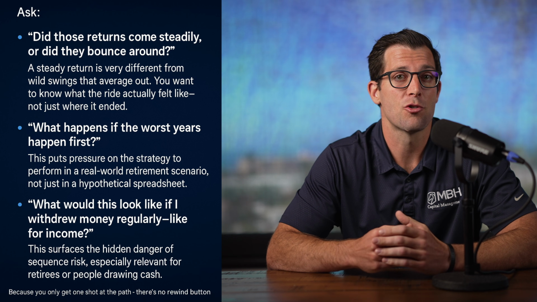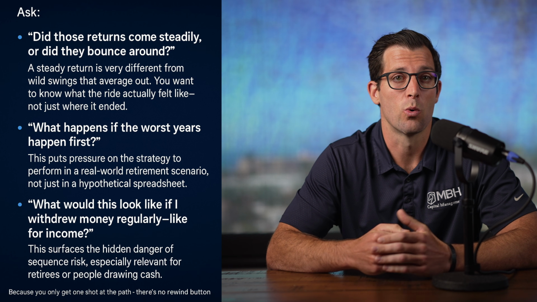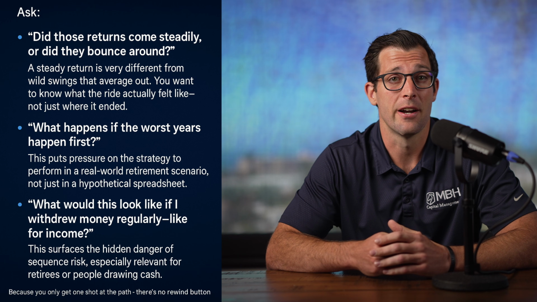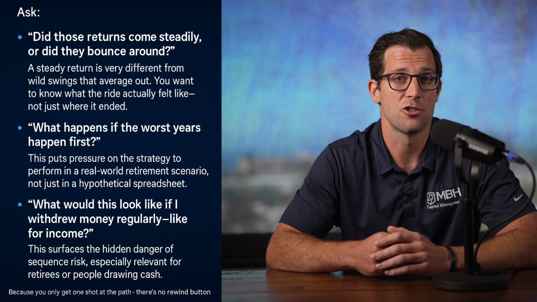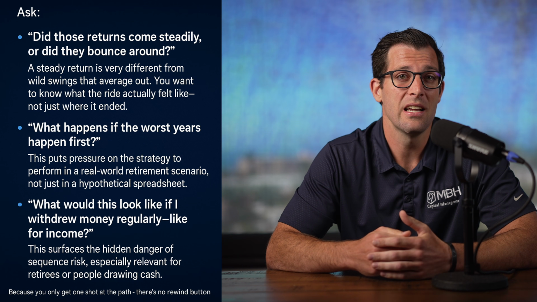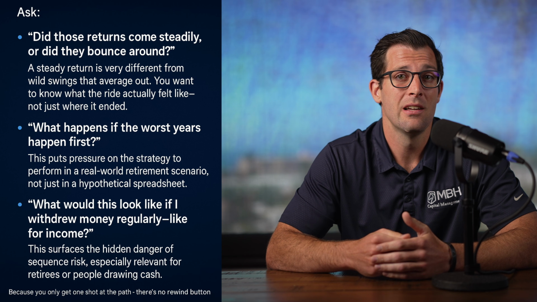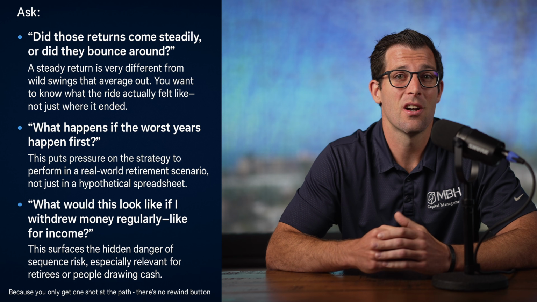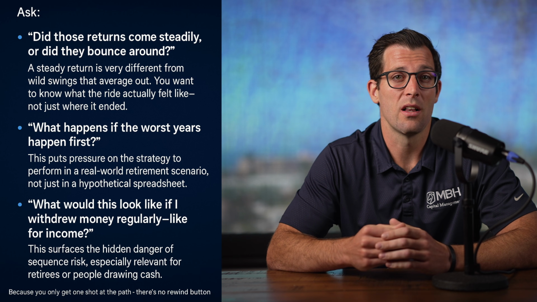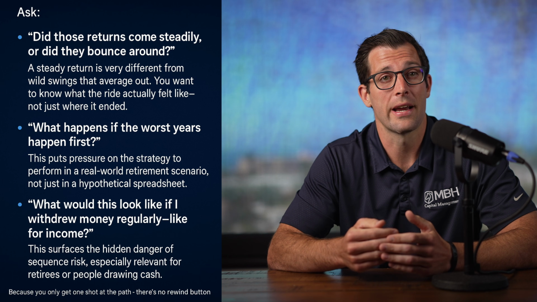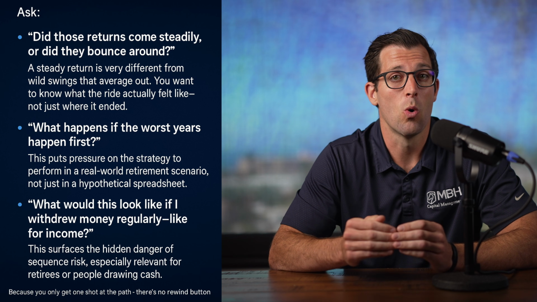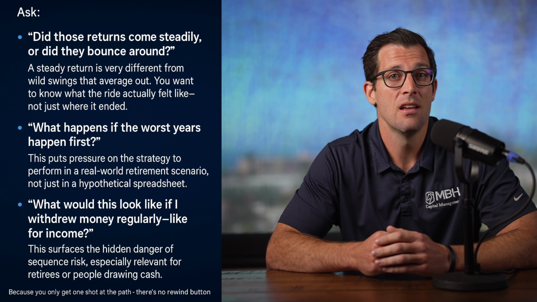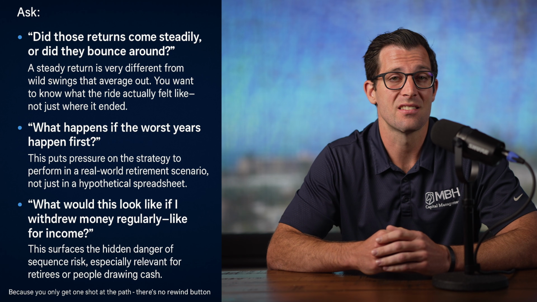This puts pressure on a strategy to perform in real-world environments and retirement scenarios, not just a hypothetical spreadsheet. What would this look like if I withdrew my money regularly, like for income? This surfaces the hidden danger of sequence risk, especially relevant to retirees or people drawing out cash to live on, because you only get one shot at this path and there's no rewind button in investing.